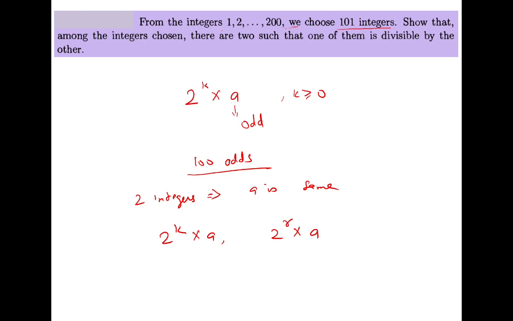But 101 integers are there, so there would be at least two integers where, when you write them in the form of 2 raised to power k multiplied by a, the a would be the same. So now let's say one is 2 raised to the power 4, one is 2 raised to the power 5 or 6, multiplied by a, so clearly one is divisible by the other.